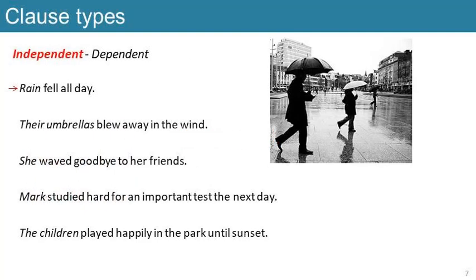Clauses are basically of 2 types: independent clauses and dependent clauses. An independent clause is a clause that makes sense when standing alone. So, rain fell all day is an independent clause. Here, it is acceptable to say that the clause expresses a complete idea or thought. The other clauses here are all independent clauses with a single subject and a single predicate.